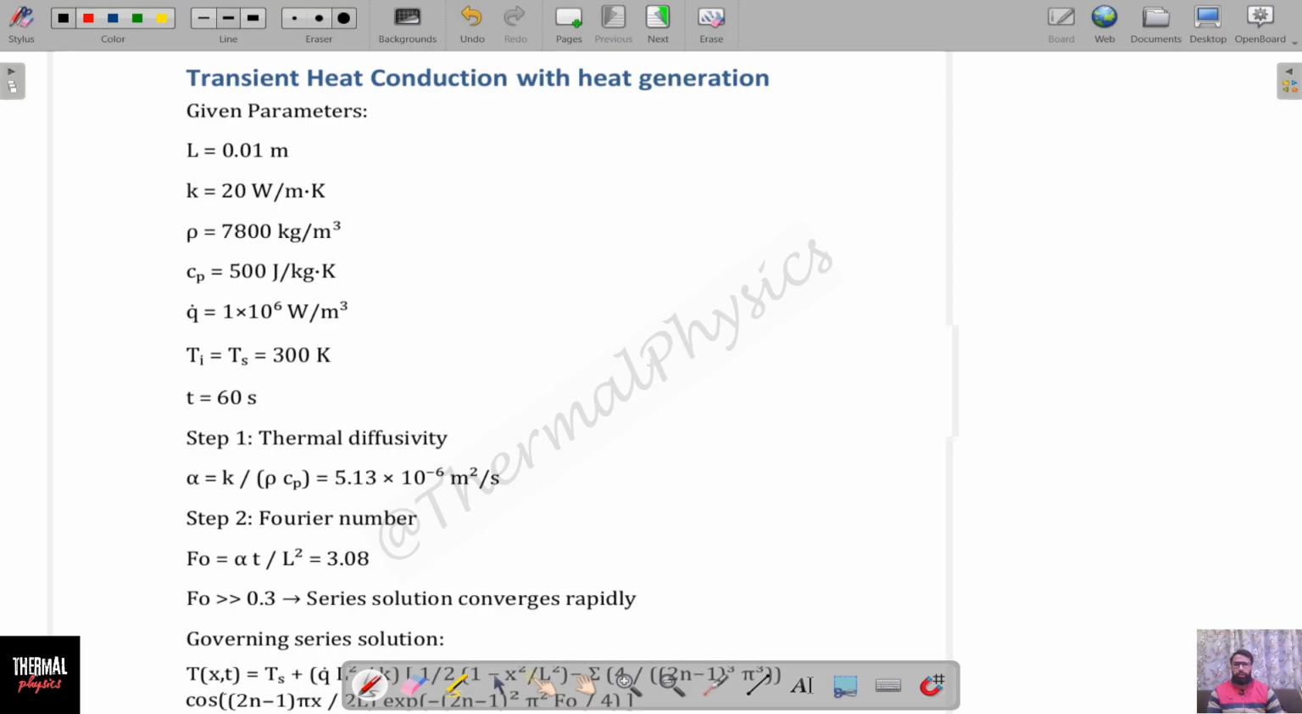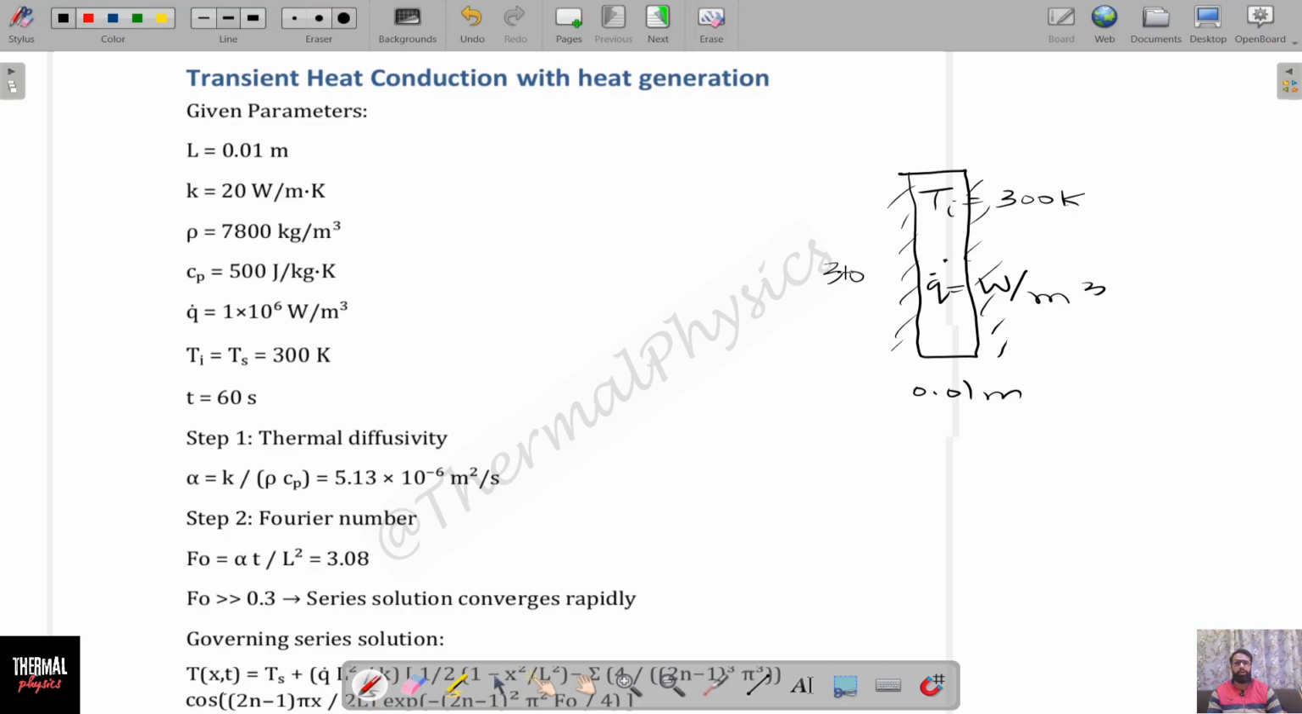Now today's problem, we have a numerical problem in which we have a thin wall of thickness 0.01 meter, and it is generating heat at a constant rate of q dot watt per meter cube. It's initially at 300 Kelvin, and the surfaces are also at 300 Kelvin.